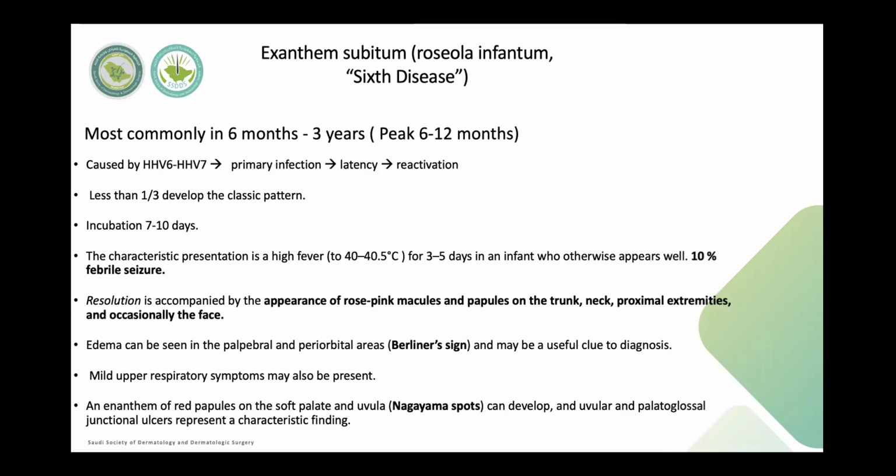Not all individuals will have the disease, so a lot of patients are subclinical. The characteristic presentation is very high fever for 3 to 5 days. With this high fever, because they are young, they can have febrile seizure. After that, with resolution, they will have these pink rose macules and papules. They can have edema over the eyelid, as we saw in the photo, and then they can have Nagayama spots, which are red papules on the soft palate. What's very characteristic is the high fever that subsides, and then they develop the rash at the younger age.